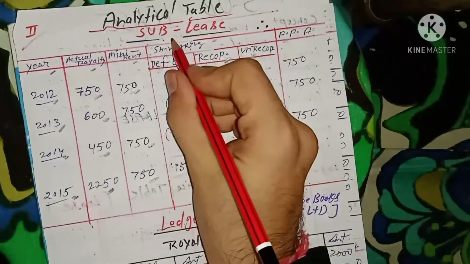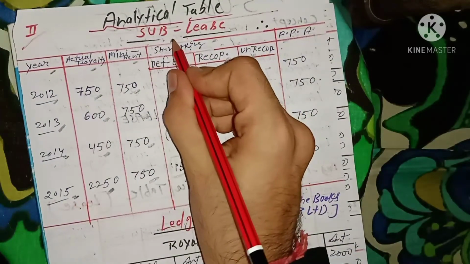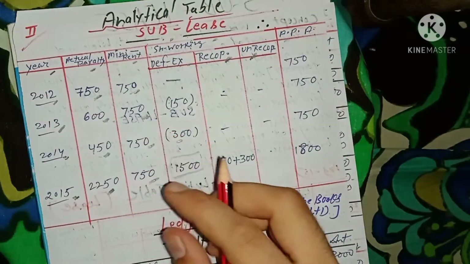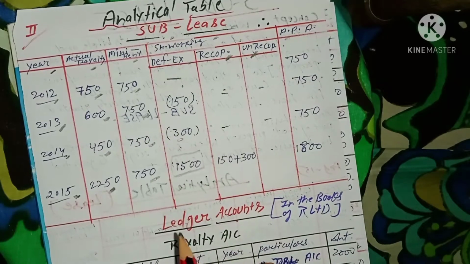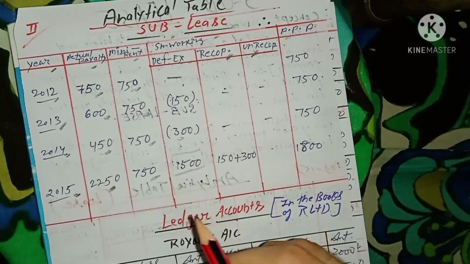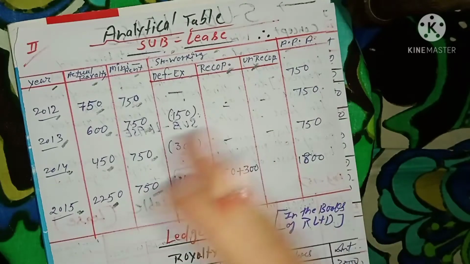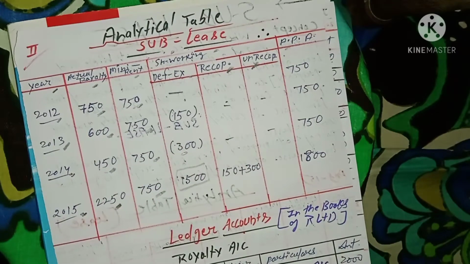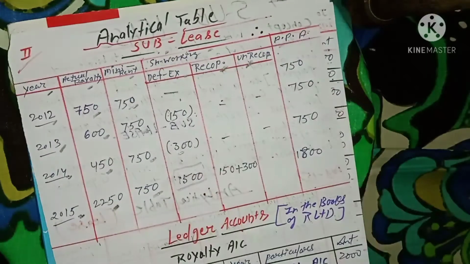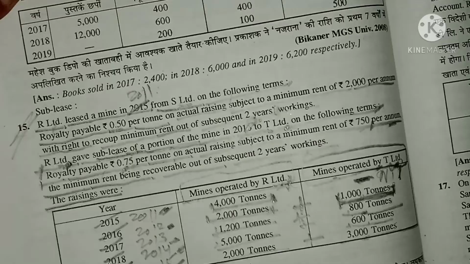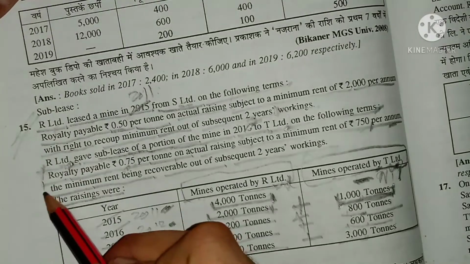So in the case of sublease, you already know that R Limited is the lessor, and R Limited granted the sublease to T Limited on its terms and conditions. So we have to figure out what terms and conditions there are regarding the recoupment provided by R Limited. Let's check it out. I hope it is visible to you properly.